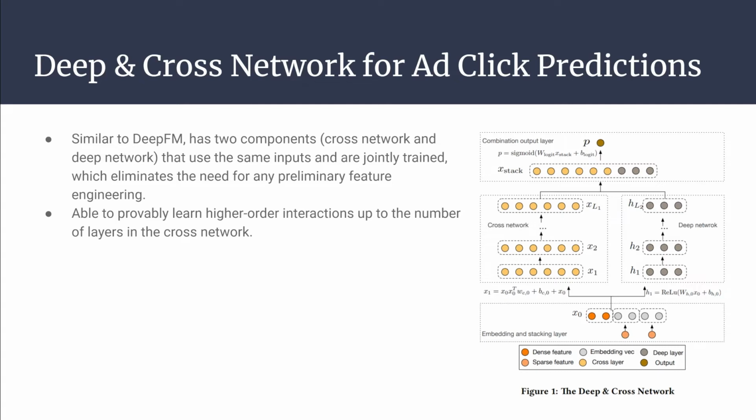So if you look at the figure on the right, they have this cross network with layers x1 to xl. And basically, in the paper, they were able to prove that these different layers would eventually learn higher order feature interactions from the input features up to the nth order. So again, with this model, we see a relatively simple change, but as we'll see in the next slide, this relatively simple change actually led to a more effective model.